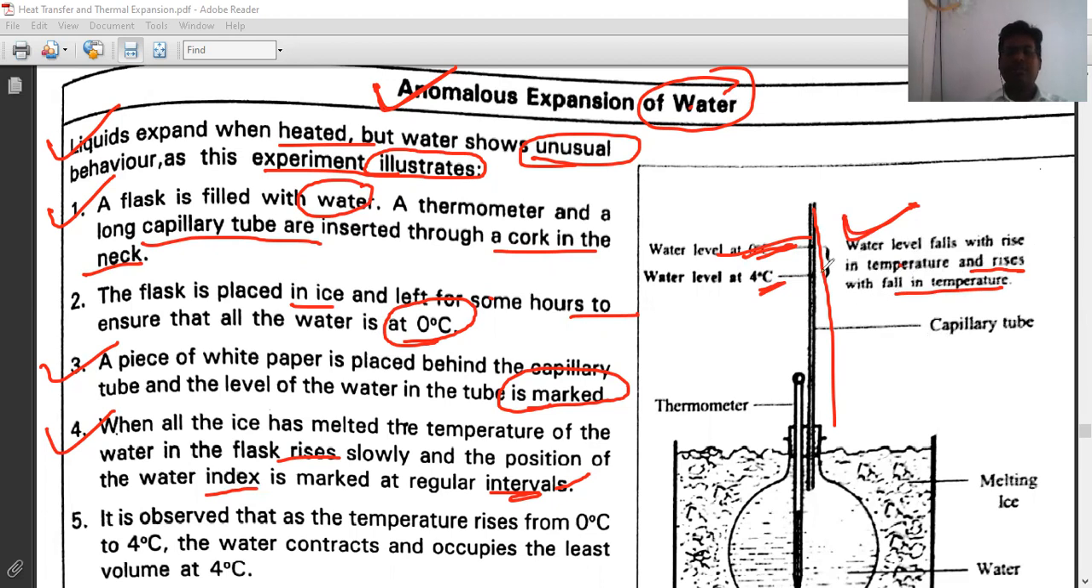Okay. So when we are cooling the water, that time its expansion happens, and when the liquid temperature falls down, right, that time its height will increase, or its volume will increase. This is the behavior of the water. So write this point.